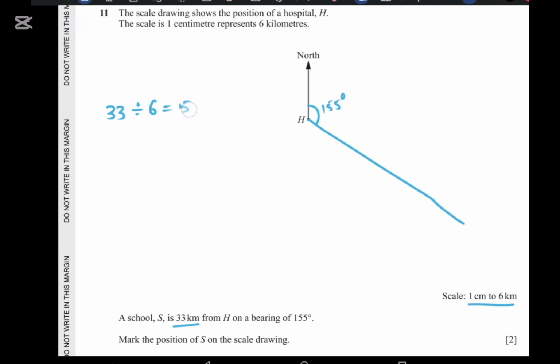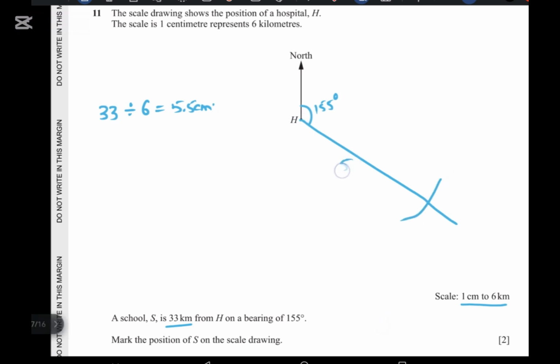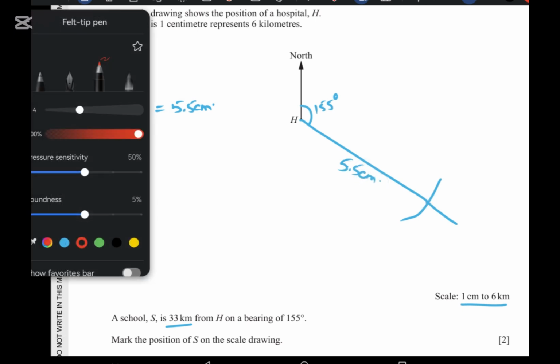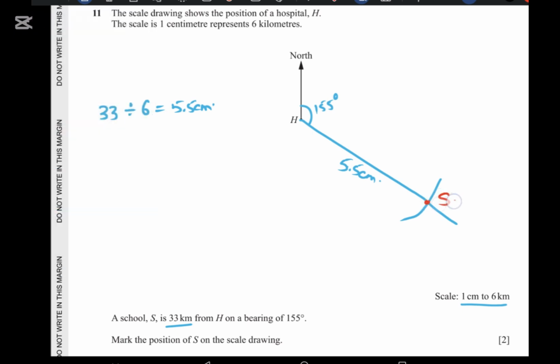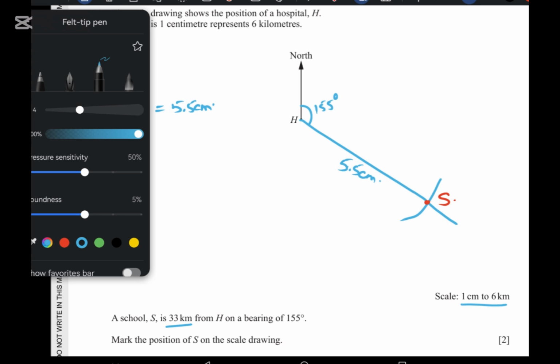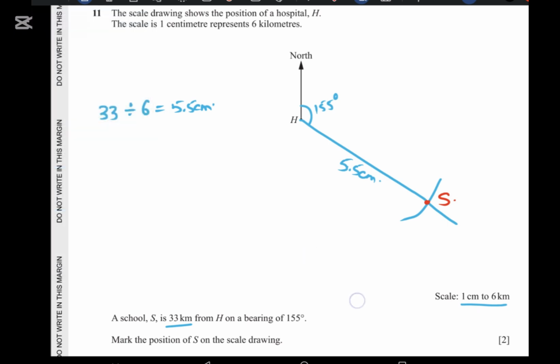So it is 5.5 what? Centimeters. Now take your compass, measure with your ruler 5.5 centimeters. Put the center on H and mark an arc on this, taking 5.5 centimeters as the measurement. So this is the point, this is S. That's all. So this question is done.